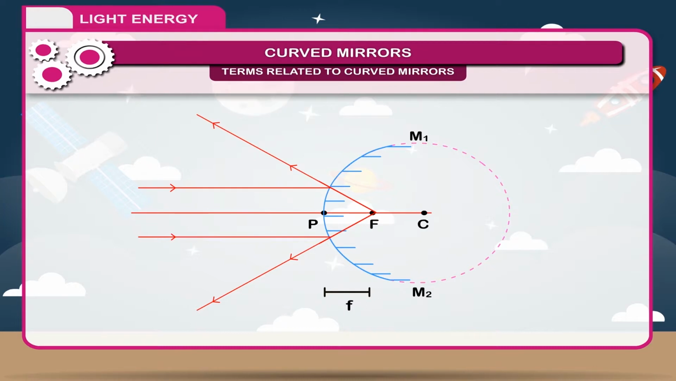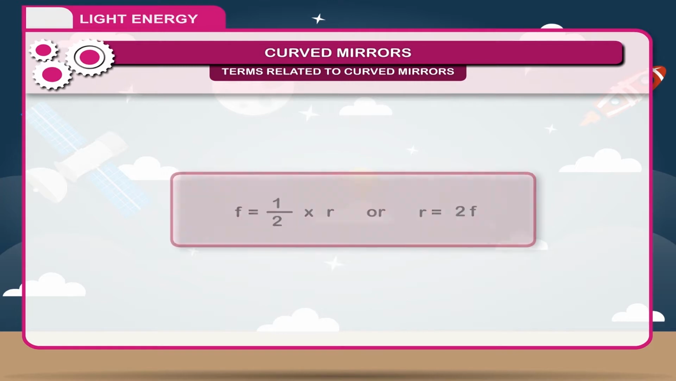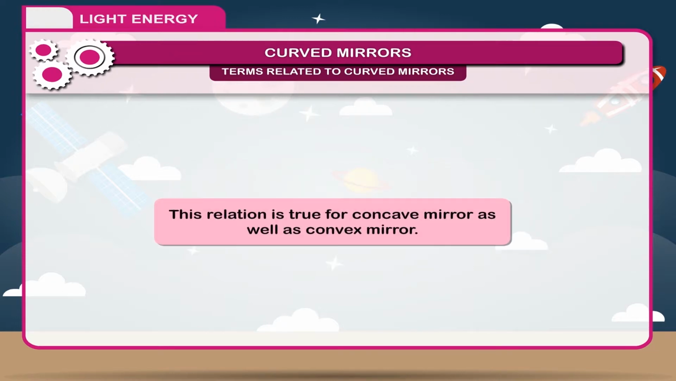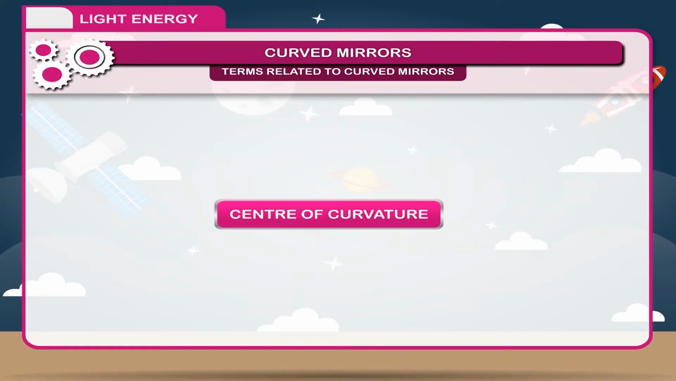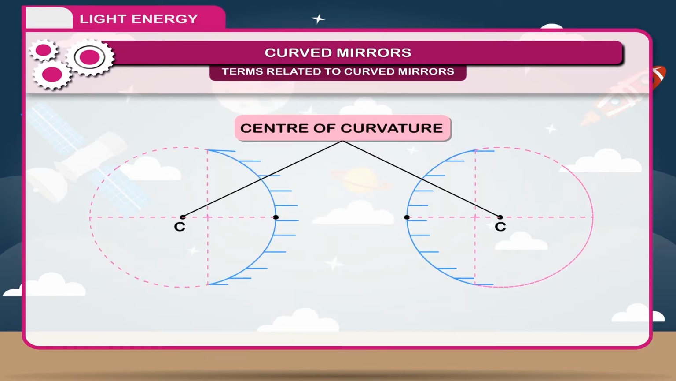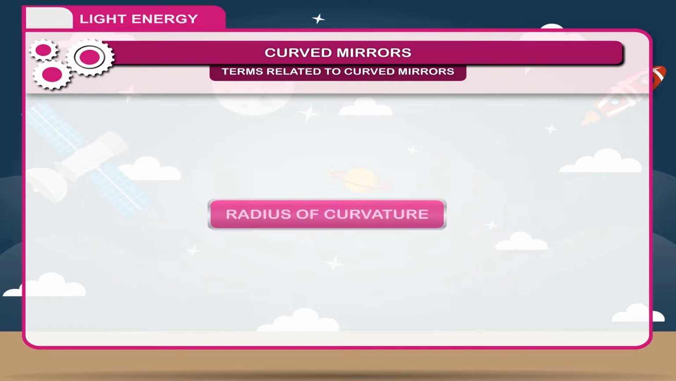If F is the focal length and R is the radius of curvature, then F is equal to 1 by 2 into R, or R is equal to 2F. This relation is true for concave mirror as well as convex mirror. Center of curvature. The center of the hollow sphere of which the spherical mirror is a part is called center of curvature. It is shown by the point C.